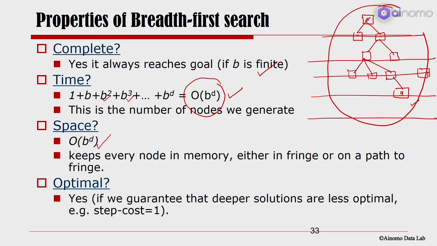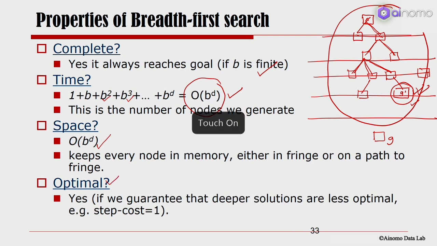Whether breadth first search is optimal, now this depends. If we guarantee that deeper solutions are less optimal, that is, if step cost is 1, if we assume that every step just costs 1 and there is no other cost involved, then it would mean that if I have some solution which is deeper down, and I have a solution which is at a shallower node, I will get the shallower one first, and therefore every time I am guaranteed to get the minimum cost solution. So it is optimal.